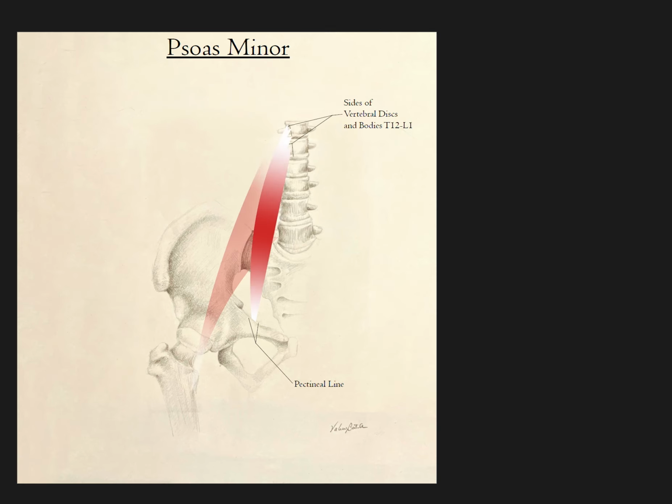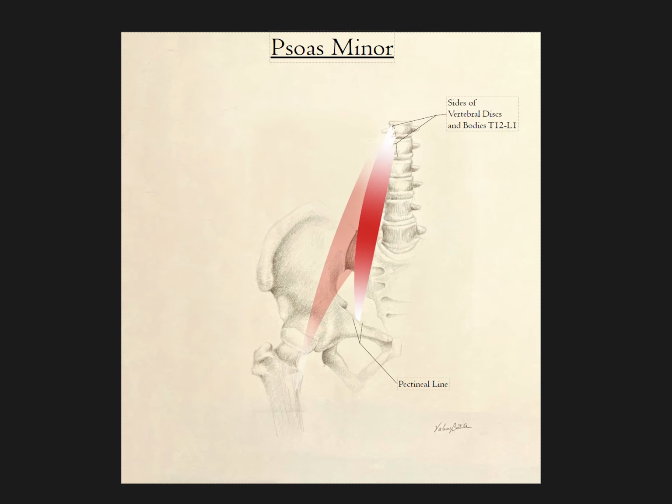That's going to look like this. Okay, that's the psoas minor in place now. All right, now we go to the next ones. So the next one is going to be iliacus.